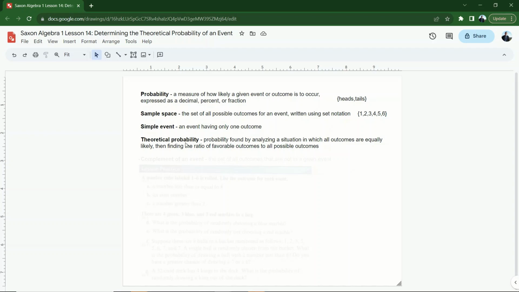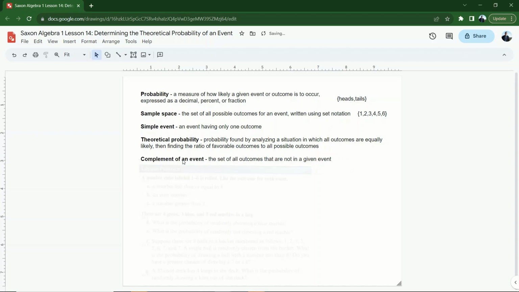So when I say flipping heads, there's one favorable outcome, heads. That's a simple event. When I say rolling an odd number on the dice, there are 3 favorable outcomes I put on top of my fraction. And then on the bottom of my fraction I put all possible outcomes. I count the number of outcomes in my sample space, and I put that on the bottom of my fraction.